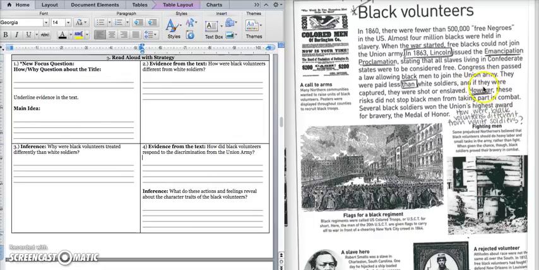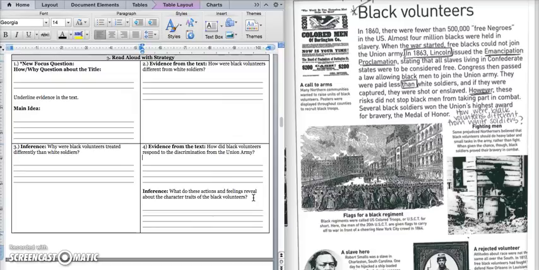And this word, however, in our text lets us know how they respond. So even though they were treated differently, they responded this way. And it says it didn't stop them from taking part in combat. So even though they were paid less, they said, we are still going to fight in this war. Even though they risked getting shot or enslaved, they said, we're still going to fight in the war. And then it says several black soldiers won the Union's highest award for bravery, the Medal of Honor. So the text tells us that they fought, and they fought bravely because many of them won the Medal of Honor. So you can pause and write down your answer and then press play when you're ready.